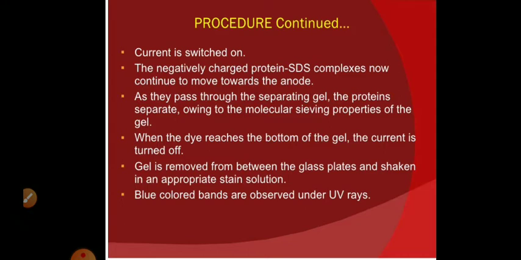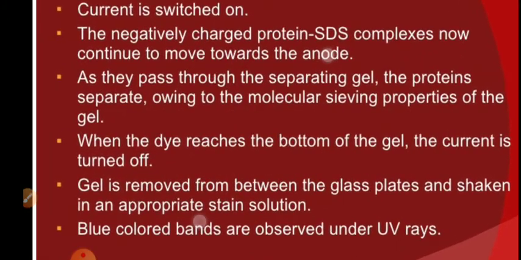Once you load the protein into the stacking gel, current is switched on. Negatively charged protein molecules now continue to move towards the anode as they pass through the separating gel. First they cross the stacking gel, concentrate as a band on the running gel, and then they start moving in the separating or running gel owing to the molecular sieving properties of the gel. Now the dye which you have put is a very small molecule, so it moves very fast. Being a small molecule, bromophenol dye is totally unretarded, and therefore it indicates the electrophoresis front.